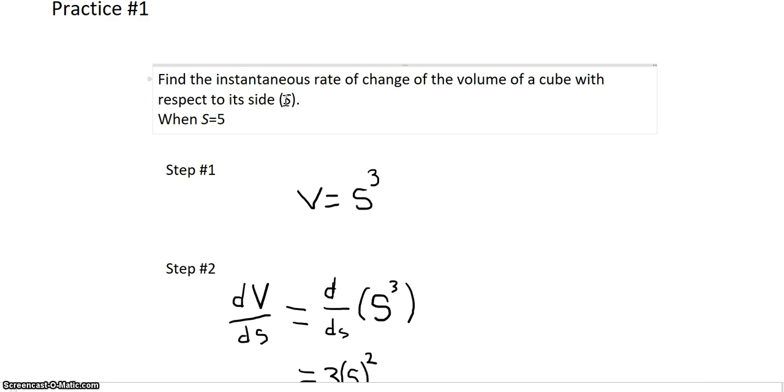So we have to find an equation that has both volume and side length in it. An easy one for that, pretty straightforward, is that the volume is equal to the side length cubed. So that's good. Now that we know the equation we're talking about, we can move on to the second step, which is to find the derivative of this equation with respect to s.